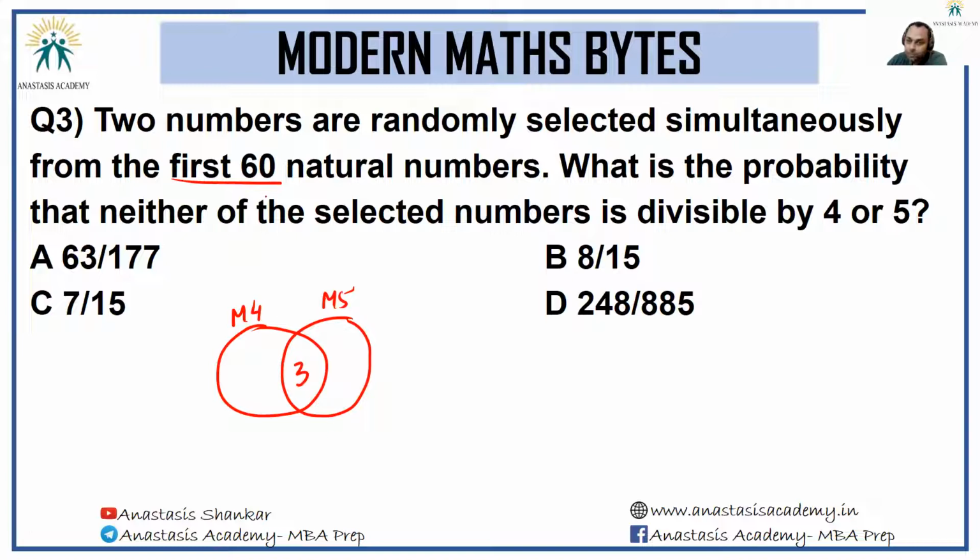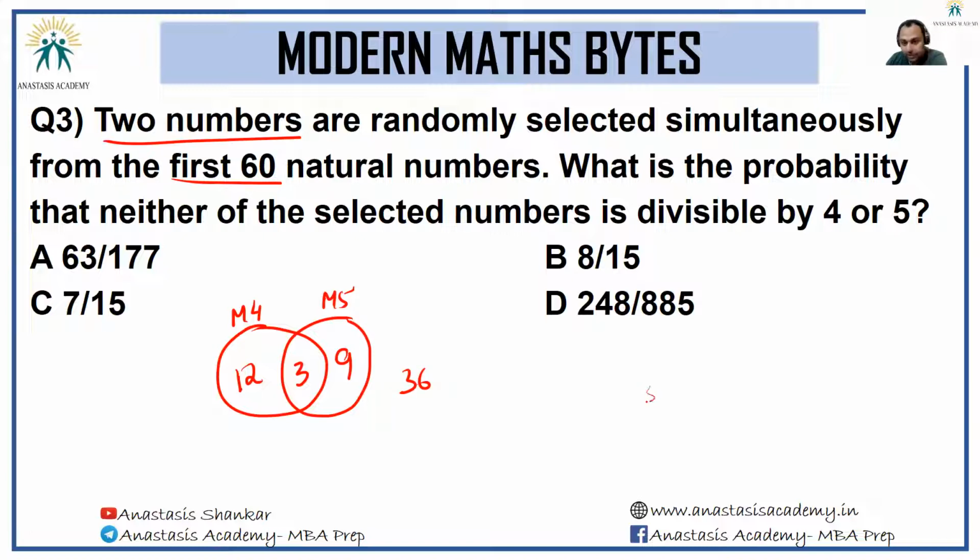Now, how many multiples of 4? 15, of which 3 are listed here. So this will be 12. Multiples of 5 are 12, 9 here. We have got all multiples of 4 or multiples of 5 identified. Now, next thing is, how many are neither multiples of 4 nor multiples of 5? 36 such numbers. But we are selecting 2 numbers randomly.